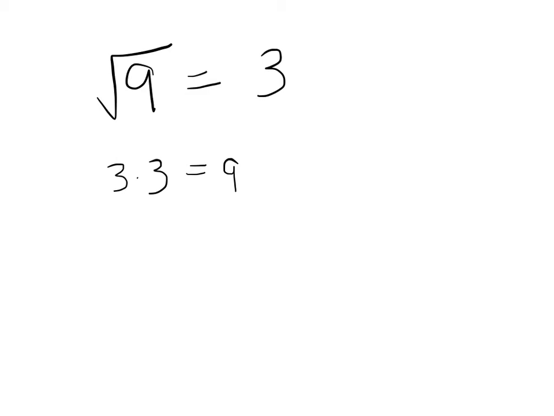Unfortunately, there are some square roots that we don't know. For example, the square root of 20. I don't know a number. 4 times 4 is 16. 5 times 5 is 25. Somewhere in between, and I don't know a whole number. So we're going to have to do some more work.